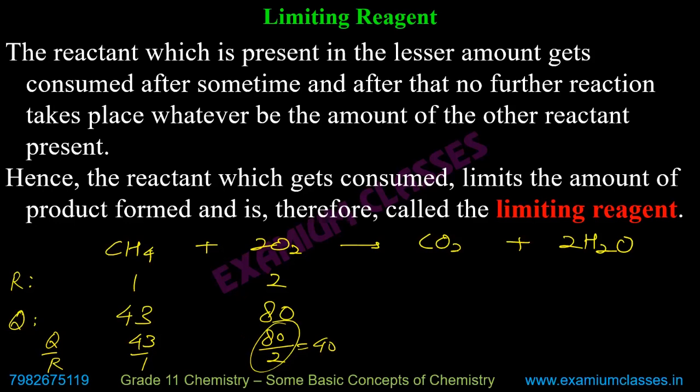Calculate the Q by R ratio somewhere on the right hand side and do rough work. The Q by R ratio, the one which is less will be the limiting reagent.